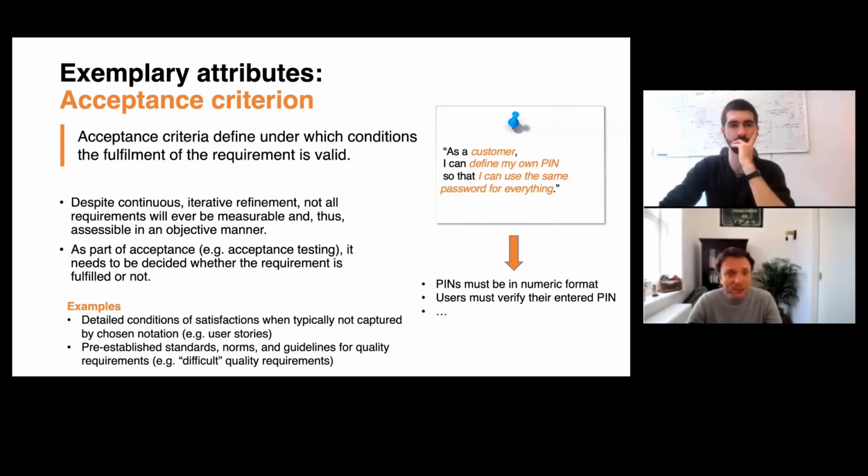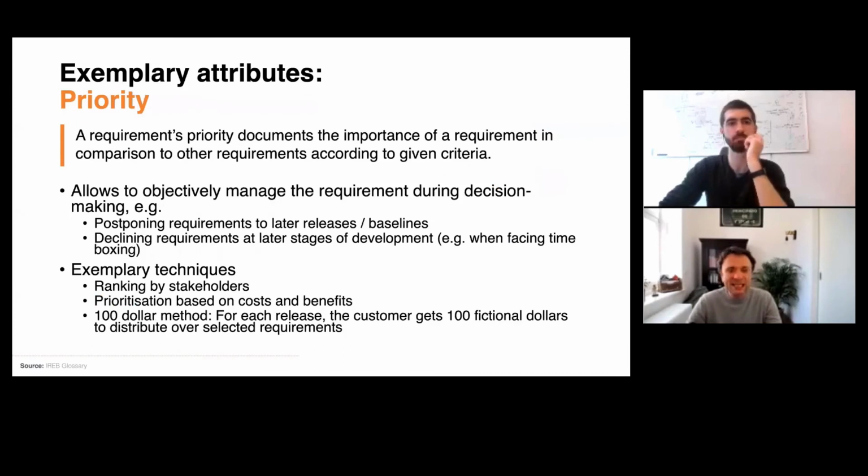Now, last but not least, of the quality attributes I would like to introduce is the priority. Now, a requirement's priority documents the importance of a requirement in comparison to other requirements according to given criteria. Why would we want to prioritize the requirements? Because at some point we will always need to decide which requirements to prioritize higher than others.